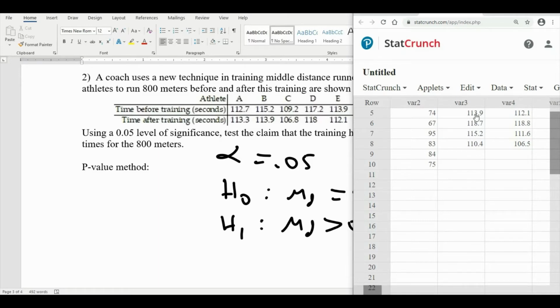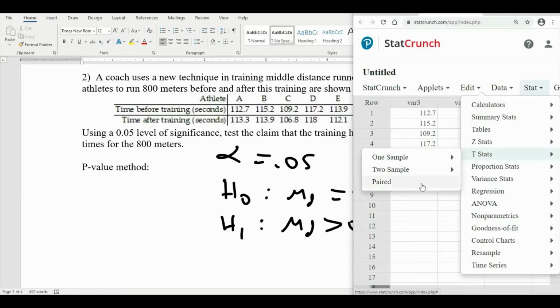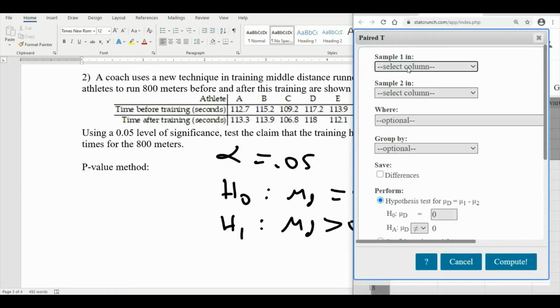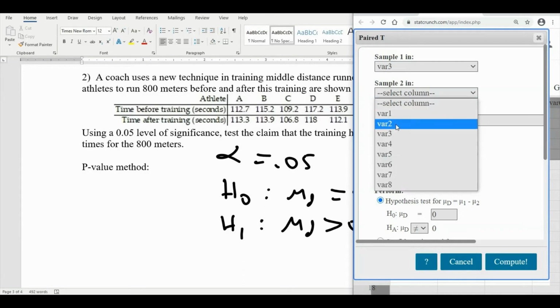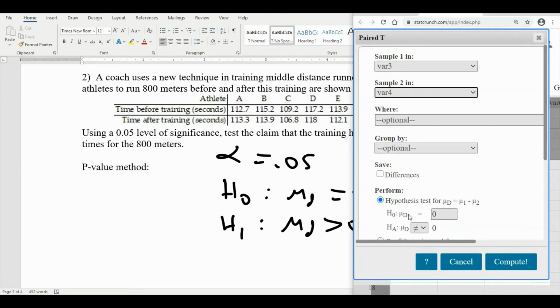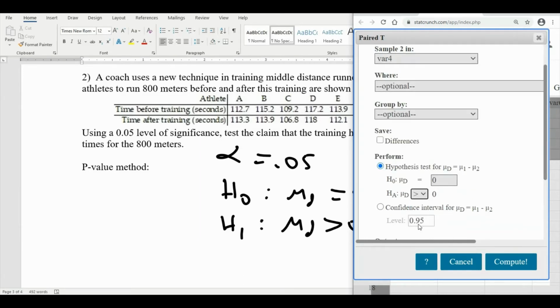Like I said, I'm using StatCrunch, and I already have the data values in var3 and var4. At least I thought I did. Yeah, I did. There they all are. Okay, so you can see they're in 3 and 4. So when I go to T-stats, paired, this time click on var3, var4, and this one is a greater than, and then click compute.